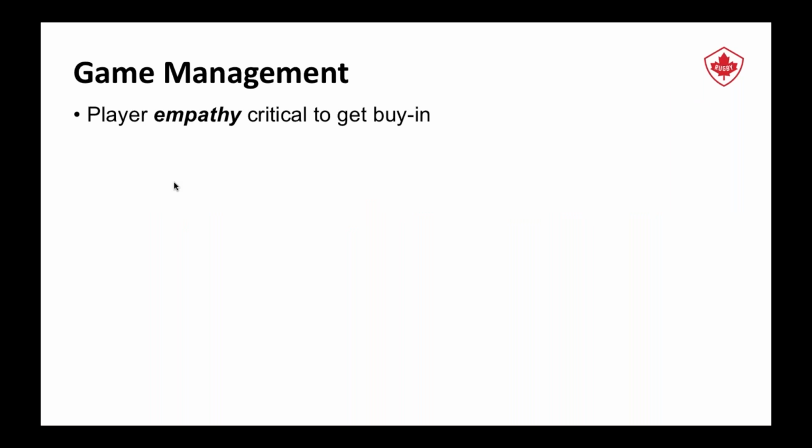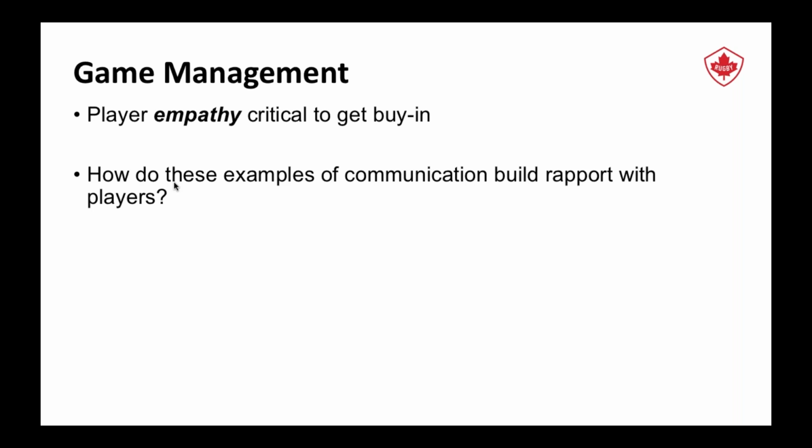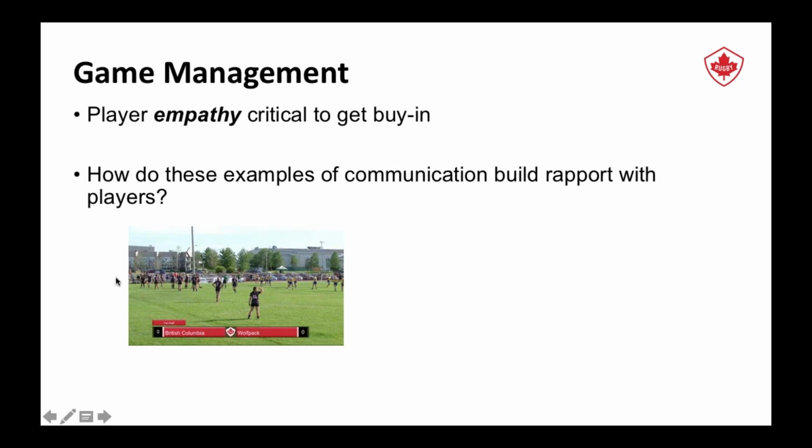So the biggest thing for me is how do we empathize with players on the field in order to help get them to understand that we're in it with them, because we are in a rugby game with them, and we do need to work with them, right? So getting them to understand that we do have their interests at heart when we're making decisions, and we do want them to adjust, and we will adjust if we need to. That is a part of empathy, is admitting when we might be wrong. It is critical to getting that buy-in. So let's look at a couple more examples here and ask ourselves, how does this form of communication help build rapport with players?